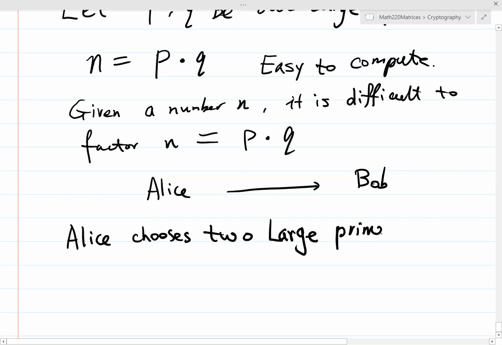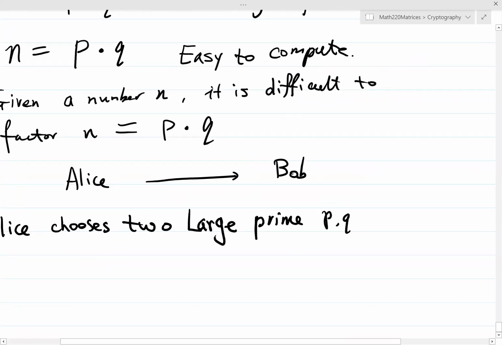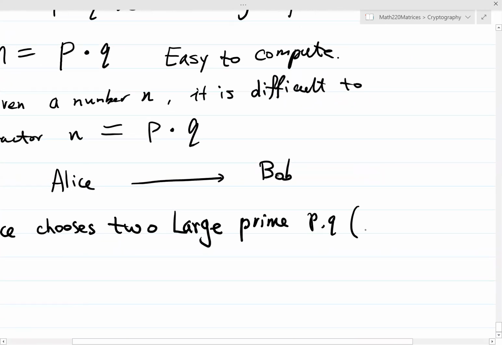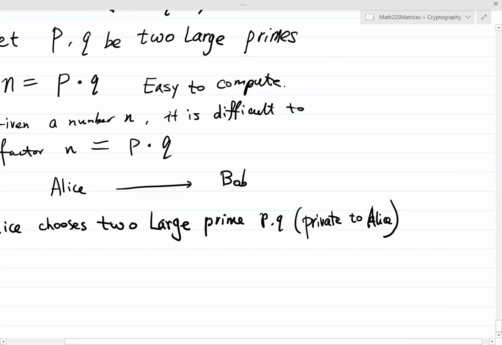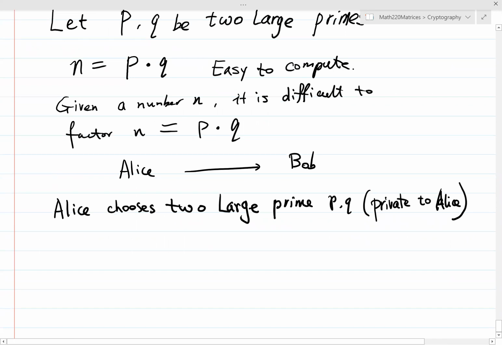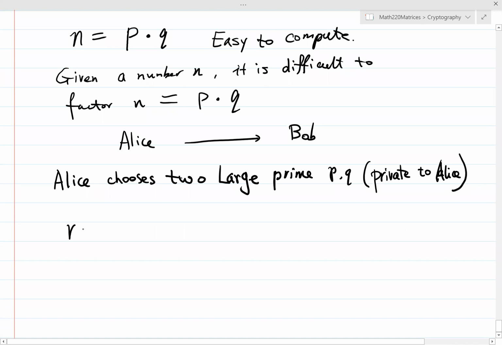p and q, and this is private. It's only known to Alice. Bob doesn't know this. Keep it private to everyone. So Alice keeps it as a private key.